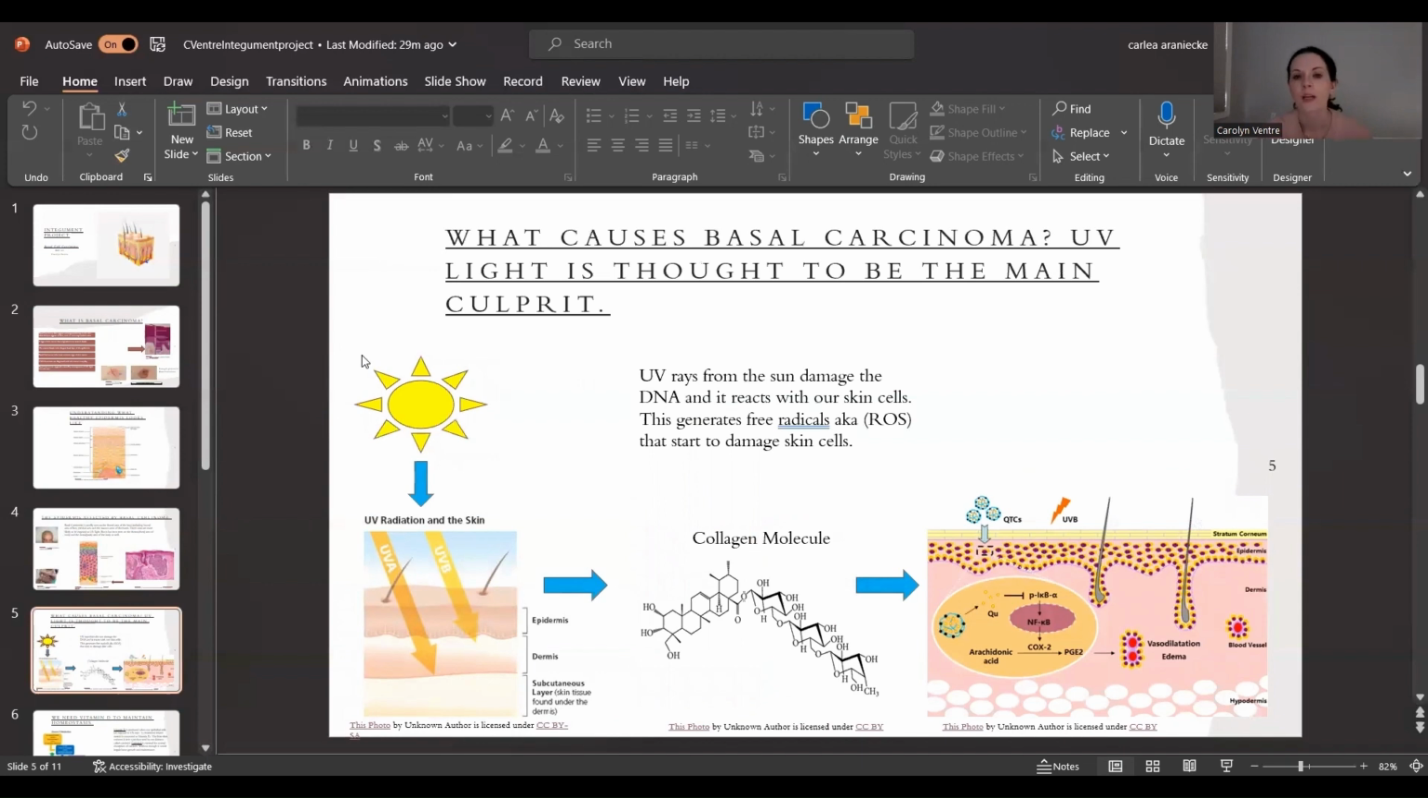Our next slide: I've already talked about it, but what causes basal carcinoma? UV light is thought to be the main culprit, as you can see in the left-hand corner. The sun causes UV radiation to the skin. You get UVA and UVB rays that affect the collagen in the skin, which in the center shows you the chemical makeup of collagen. And the lower right-hand corner picture gives you an idea of how it affects the skin and how it turns into what it is.